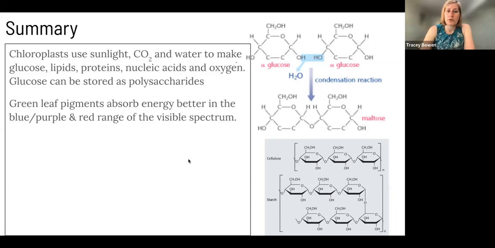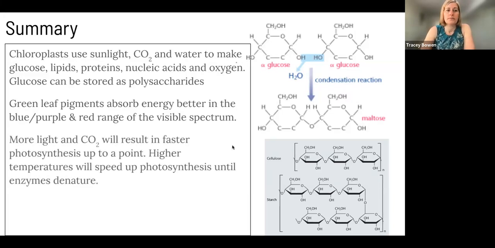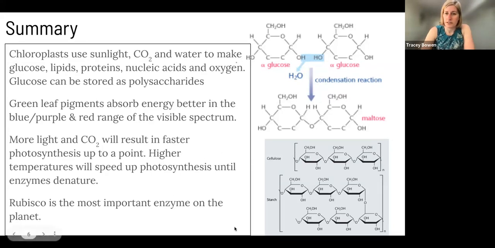Green leaf pigments absorb energy better in the blue, purple, and red range of the visible spectrum. More light and carbon dioxide is going to result in faster photosynthesis up to a point, and then it will stabilize. Higher temperatures will speed up photosynthesis until the enzymes denature. And Rubisco is the most important enzyme on the planet because it allows photosynthesis to happen.